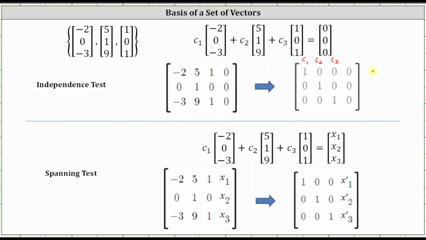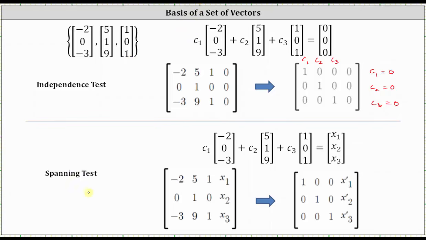The first row indicates that C sub 1 equals 0. The second row indicates that C sub 2 equals 0. The third row indicates that C sub 3 equals 0. We only have the trivial solution, which indicates the set of vectors is independent. Because we have 3 vectors in R3, this also means the set of vectors does span R3, and therefore the set forms a basis for R3.